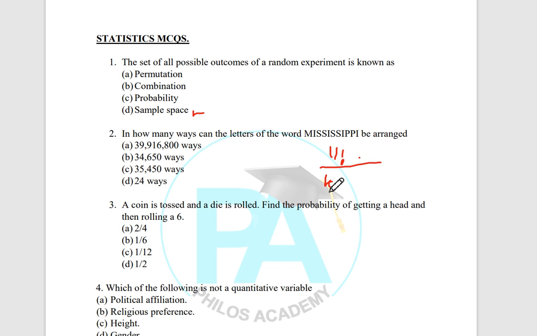We say 4 factorial times, that's multiplied by, how many s do we have here? We have 1, 2, 3, 4. We have 4 s. So you also say times 4 factorial again. 4 factorial multiplied by, that's times. Let's see how many p's we have here. We have 2 p's. So we say 2 factorial.